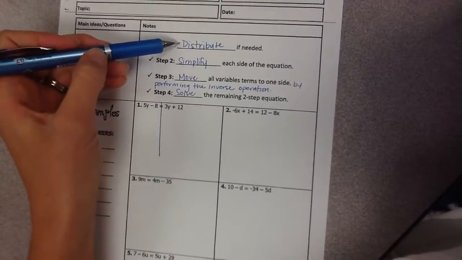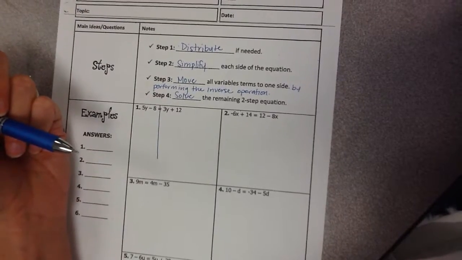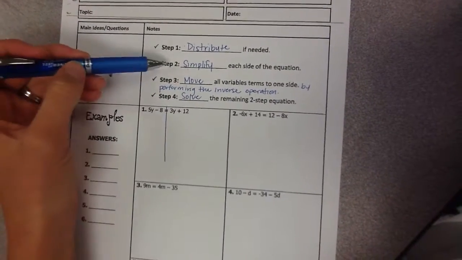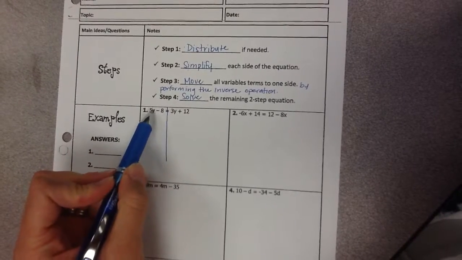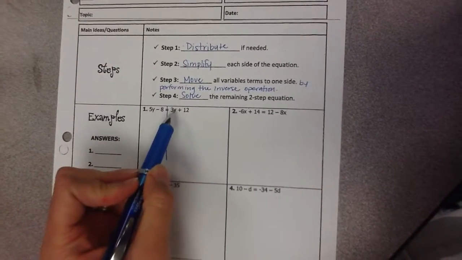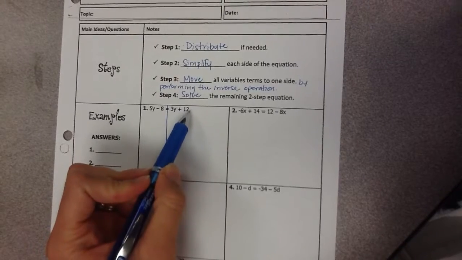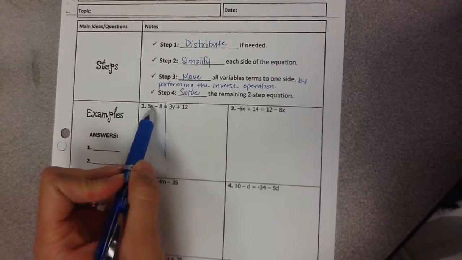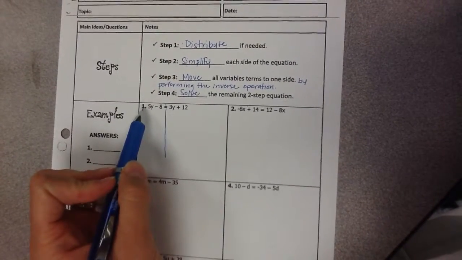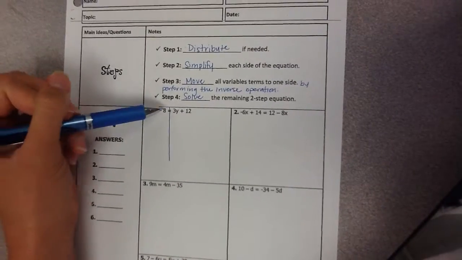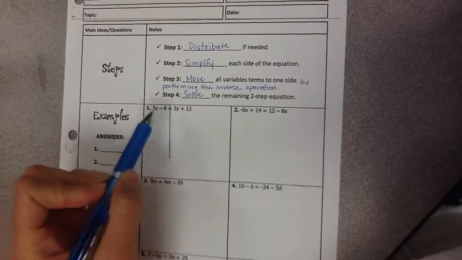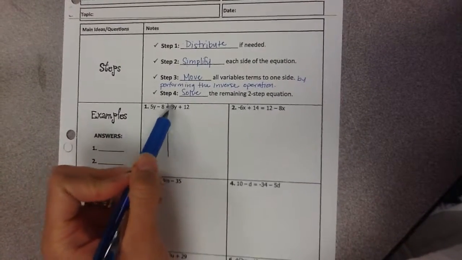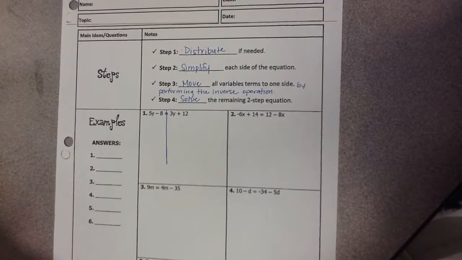You can see that step 1 is distribute. We don't have anything to distribute because we don't have any parentheses. Step 2 is simplify. If I look at this side of the equation, I have a variable term and a constant. This side I have a variable term and a constant. I cannot combine the 3y and the 5y because they are on different sides of the equation. That's why we put the river there, to show that we can only simplify on this side and then on this side. We can't combine things that are on opposite sides of the equation.